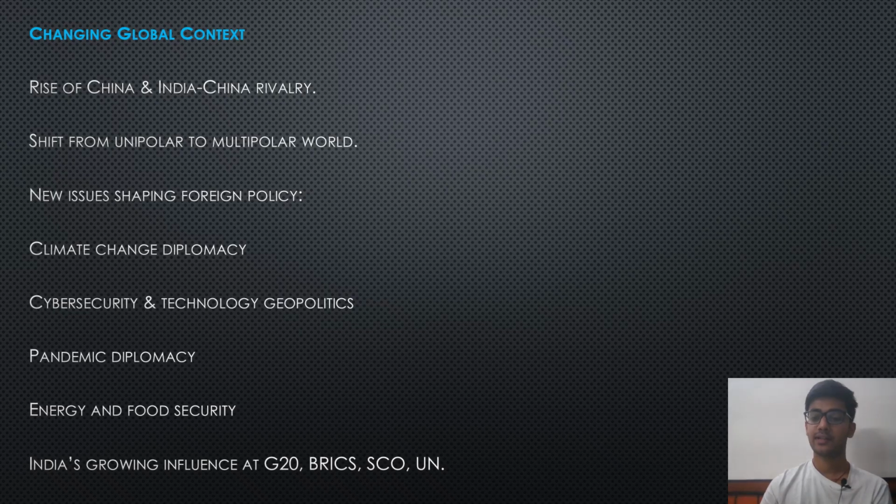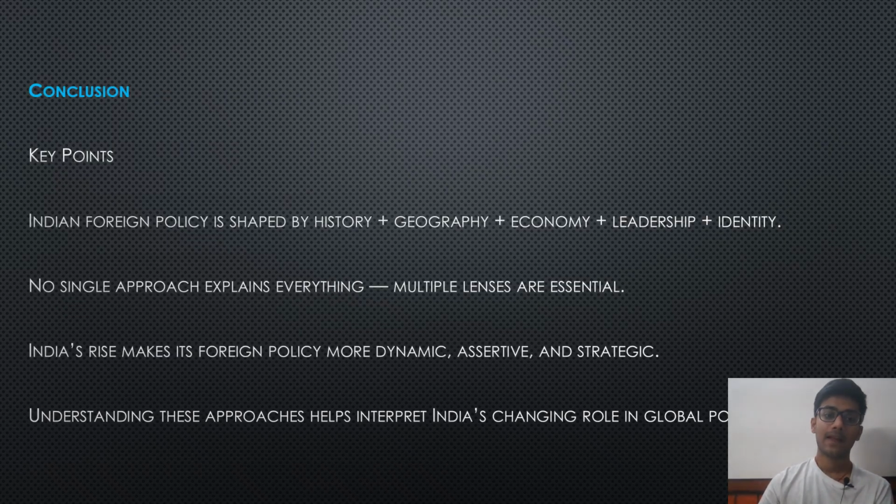And India is also trying to grow its influence in other organizations like G20, BRICS, SCO, UN. We are also demanding the permanent seat in UN. So India is actively trying to grow its influence all around the world. In many ways, it has been successful. In many ways, a lot of work needs to be done. And these are things we have already discussed.